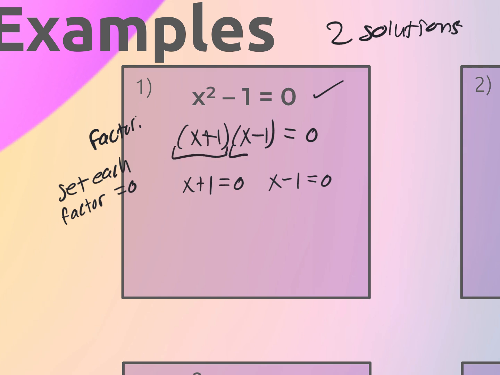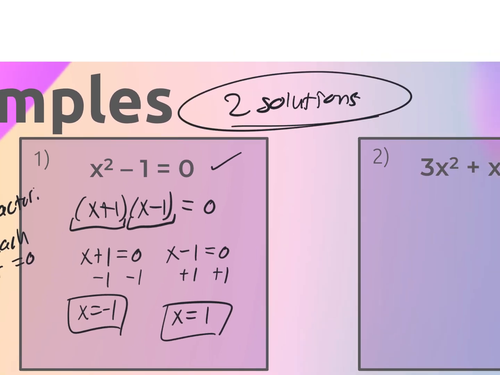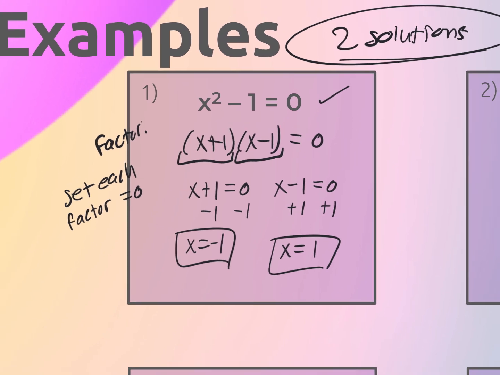This is a factor, and this is also a factor. So we do x plus 1 equals 0, x minus 1 equals 0. We have 2 equations here. Now solving each of them, for x plus 1 equals 0, we subtract 1 from both sides and get x equals negative 1. For x minus 1 equals 0, we add 1 on both sides, so we get x equals 0 plus 1, which is just 1. Again, we should get 2 solutions, and we do get 2 solutions here.